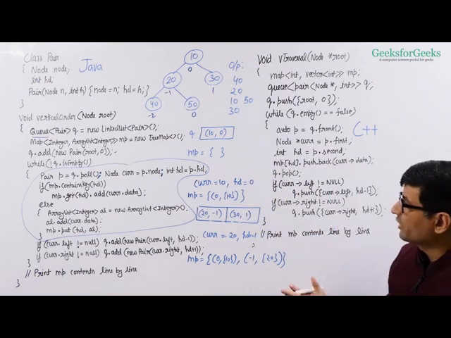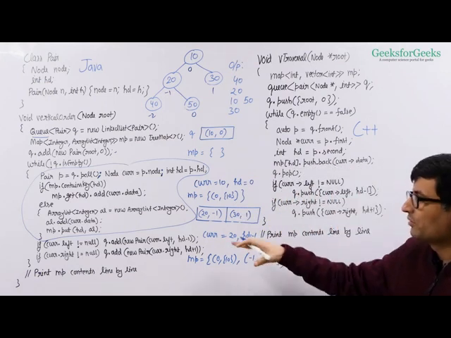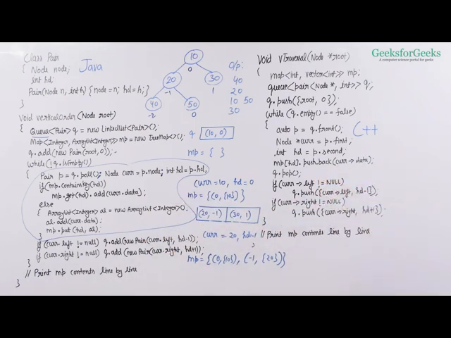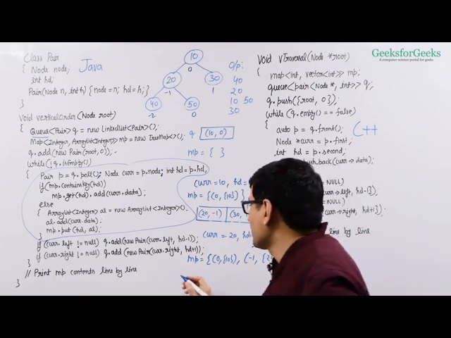So we have extracted 20 and we have processed it. We have processed this here and this part is done here, right? We have removed it from the queue. Now we are going to enqueue its left and right children.